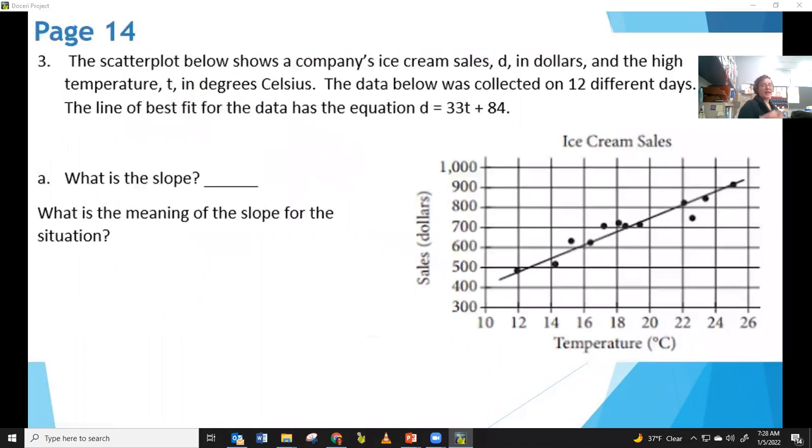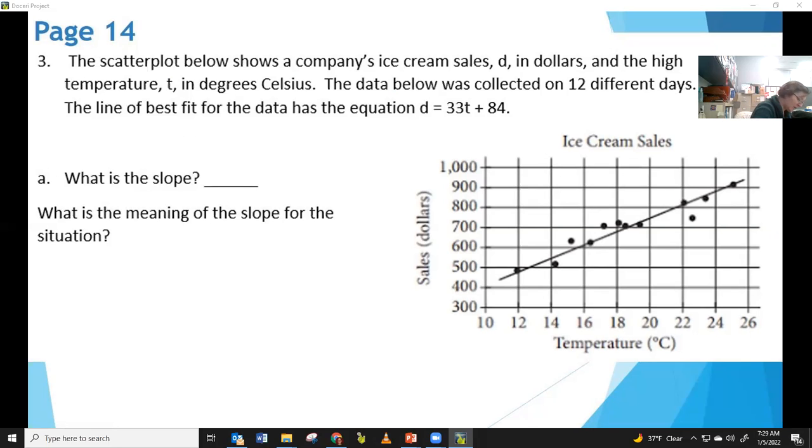Okay, I have this scatter plot right here. This scatter plot shows a company's ice cream sales, which they're using the variable D to mean dollars for ice cream sales, and the high temperature outside. They're using T to mean the temperature, and they're measuring the temperature in Celsius. So this must not be here in the US. The data below was collected on 12 different days. So how much they sold and what the high temperature outside was.